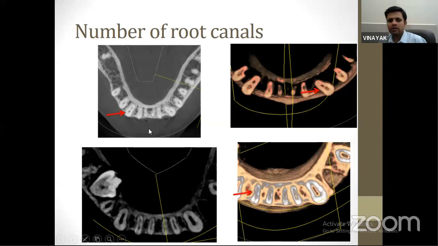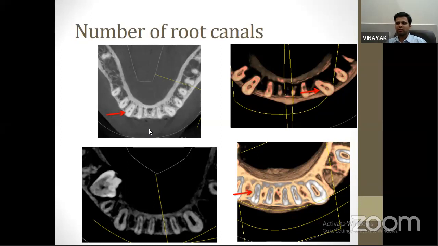Many times there is an accessory canal, but it is not seen on the CBCT scan. This is because the voxel resolution of the CBCT scan goes up to 60, 70, 80, not less than 60 microns. And 60 microns is a number 6 file, right? Sometimes the canals are so small and calcified that they are not negotiated even by a number 6 file. In such cases, if the size of the canal is less than the resolution of the CBCT scan, then it won't be seen on the CBCT scan.